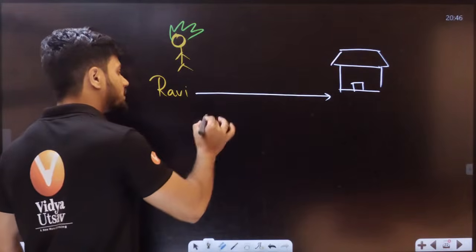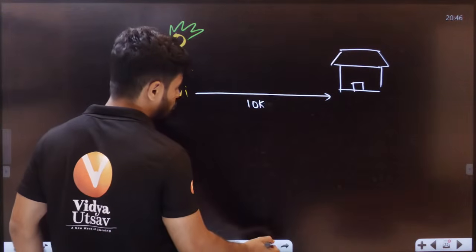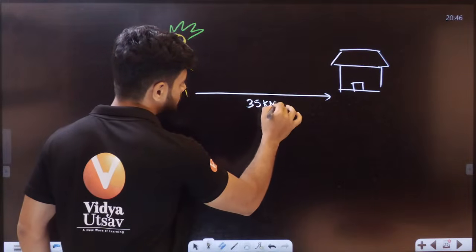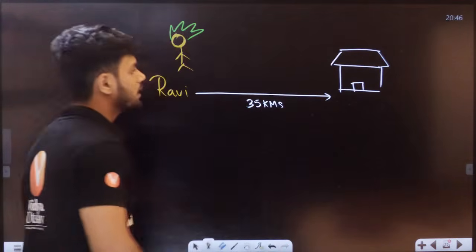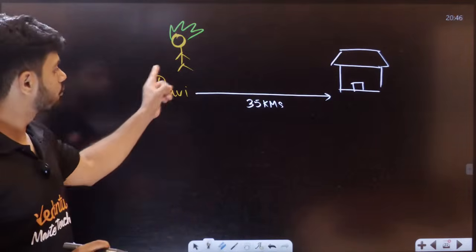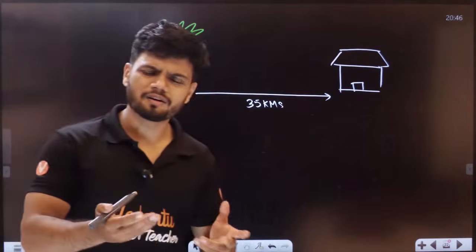Now students, the distance is around 10 kilometers. Let's say 10 kilometers is too less. The distance is around 35 kilometers. Now, how do you think Ravi will go from here to here? Can he jog? Cycle? No. He'll take a bike or he'll take a car.